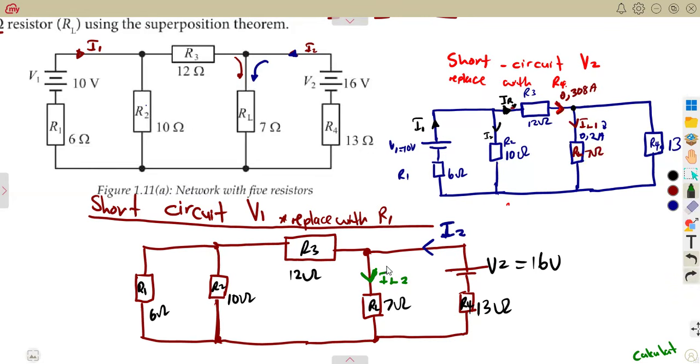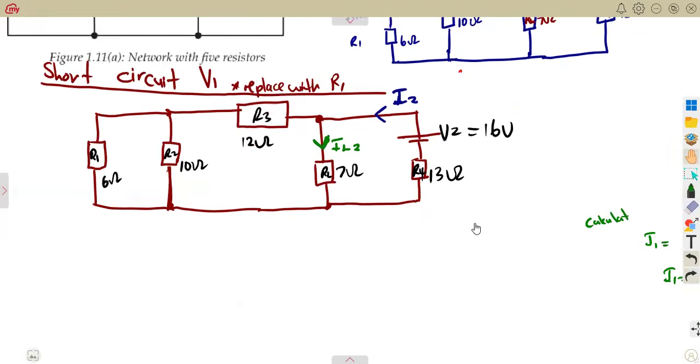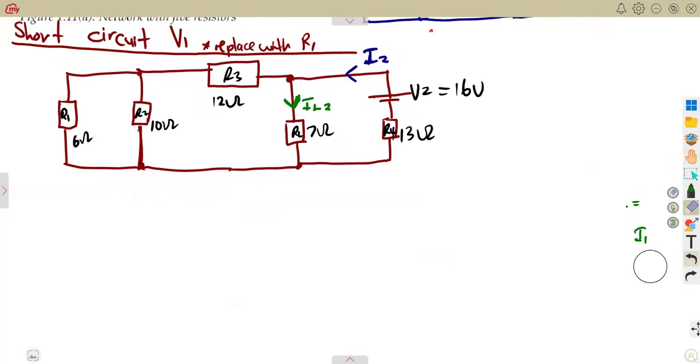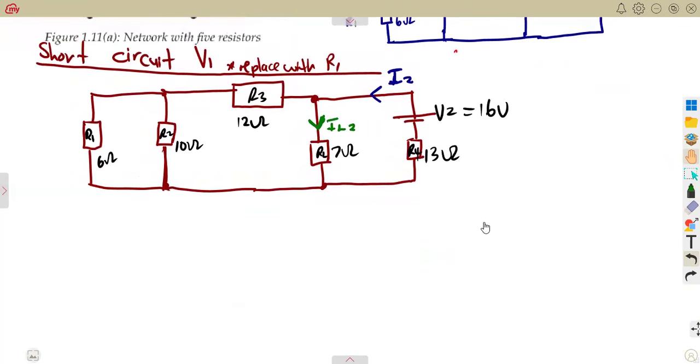So how are we going to determine this current? With these resistors in this network and how it is connected now, how can we obtain that? All right, let's consider what we are seeing in this situation. We can see that we have got a parallel combination, because we need the total resistance in order for us to have the total current, which is I2. We need the total resistance.